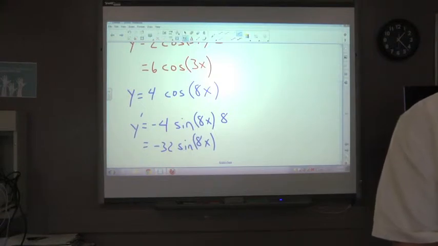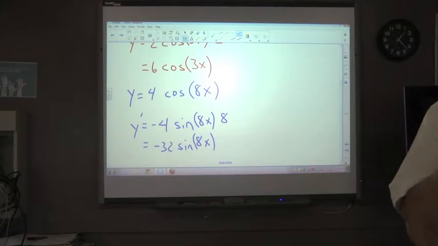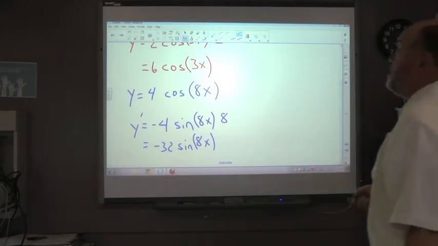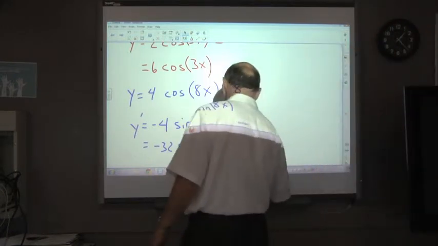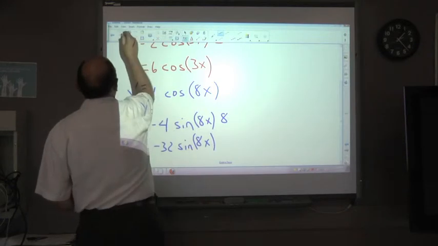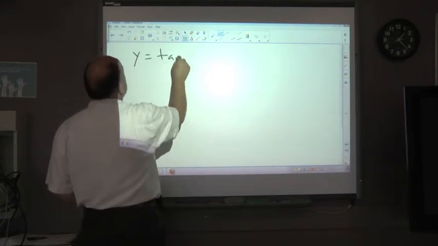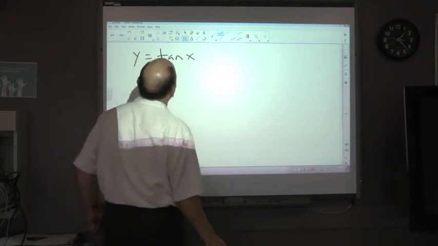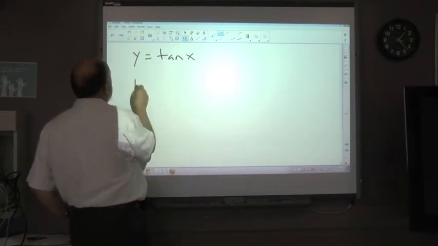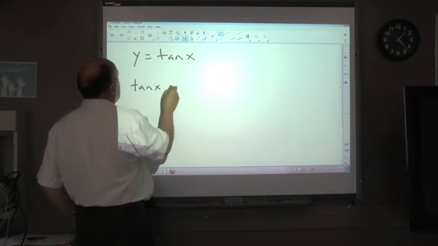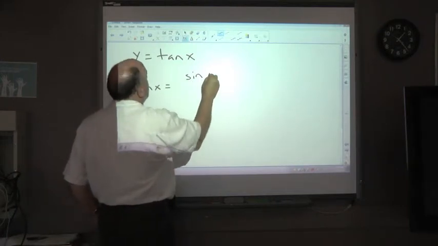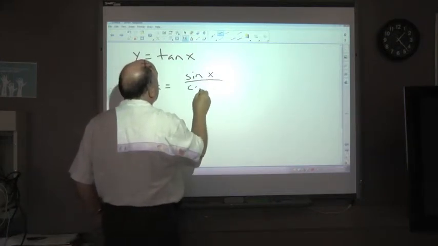So in terms of all the various trig functions then, we got sine and cosine. The other one is tangent. So let's look at what happens with tangent. We'll look at just the basic tangent function, tan x. But tangent, we said, can be rewritten in terms of sine over cosine.